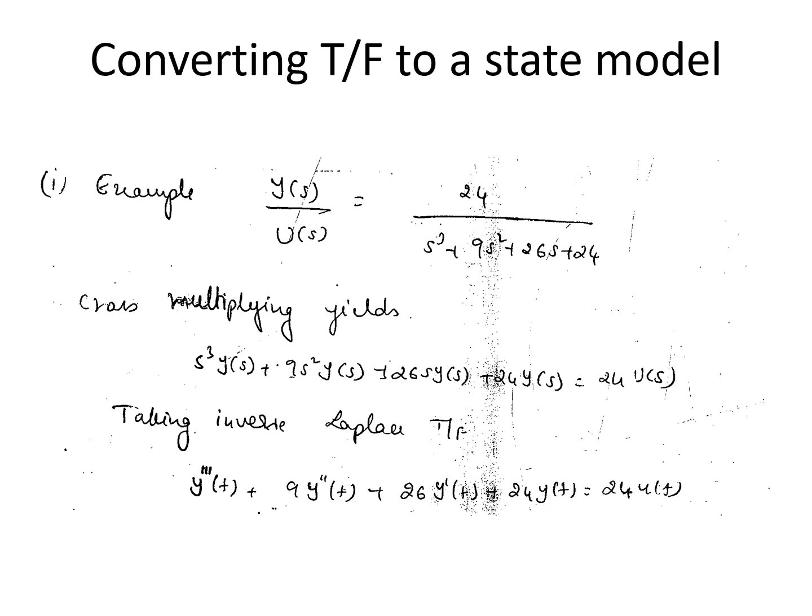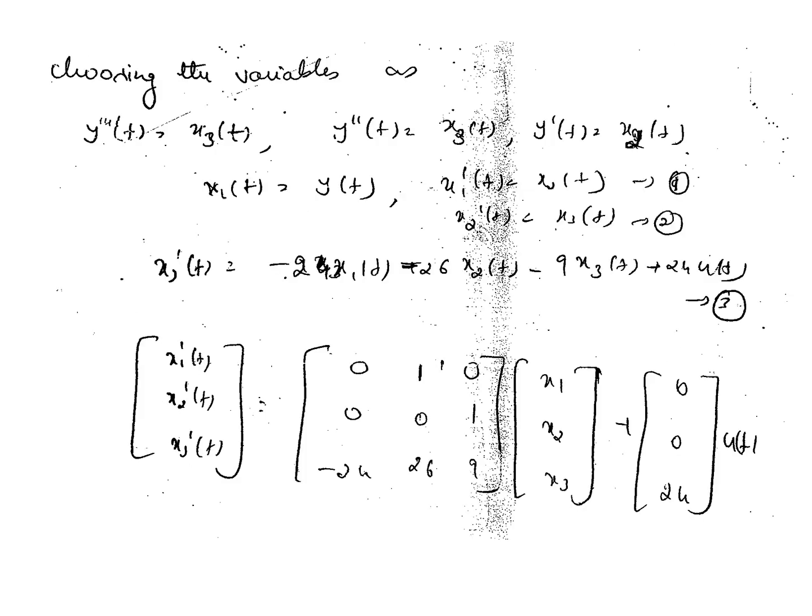For this we are supposed to write the state model. So now as usual we are going to choose the state variables. So y triple dash is taken as x3 dash, y double dash is taken as x3, and y dash is taken as equal to x2, and x1 is taken as equal to y of t. So x1 dash of t is nothing but equal to x2 of t, x2 dash of t is nothing but equal to x3.